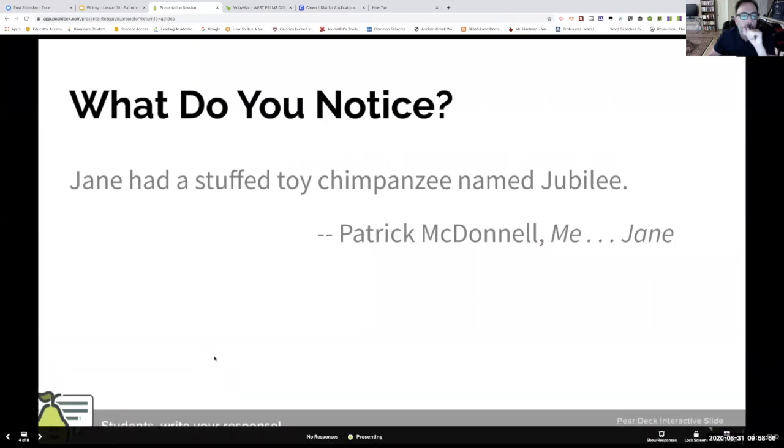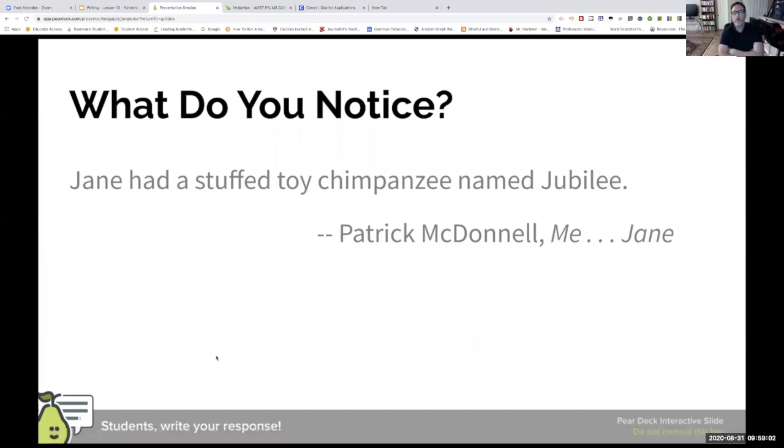Okay. So I want you to take a look at this sentence from Patricia MacLachlan's book, Me, Jane. And in the response bar, tell me, what do you notice? And remember, today's topic is adjectives. So as you're looking over this sentence, what do you notice?